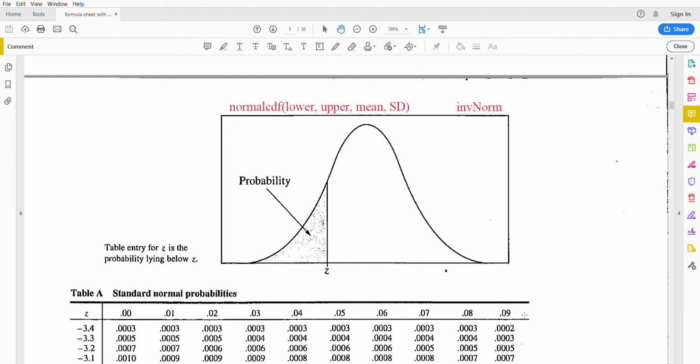If you want to find the area under any normal curve, you can use the normal CDF command. You would just put in the lower bound where the shading begins, the upper bound where the shading ends, the mean of the distribution, and the standard deviation. That command will produce an area. You can also work backwards, using the inverse normal command. Let's say you know that this is the bottom 10% of the curve, and you want to find the z-score. You can use the inverse normal command to go from an area back to a z-score.